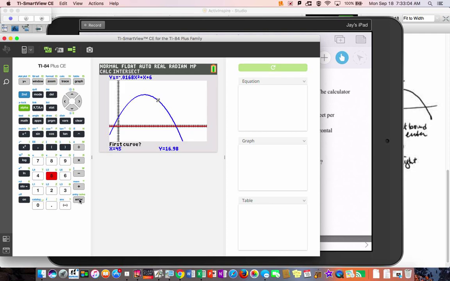Do you want your first curve to be the quadratic? Yes. Do you want the second curve to be the y equals 0? Yes. Now, normally you have to move closer to it, but I know my cursor is closer to the intersection I want, and when I hit enter, it's about 65 feet down the field.